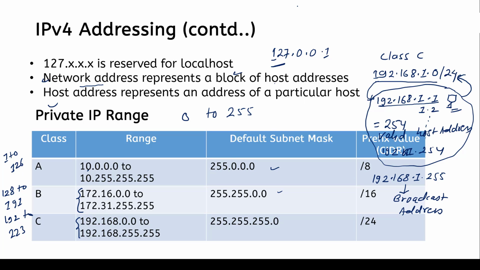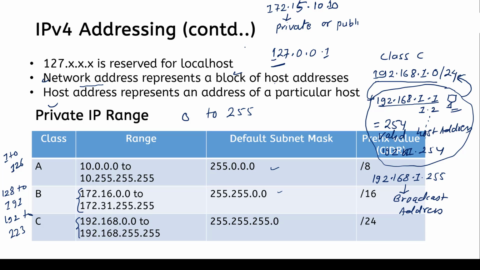Now, to check your understanding, let me ask you a question. The address 172.15.10.10 is private or public? This is my question to you. Please try to answer it. IP address 172.15.10.10 is private or public? Now check your answer with my own.